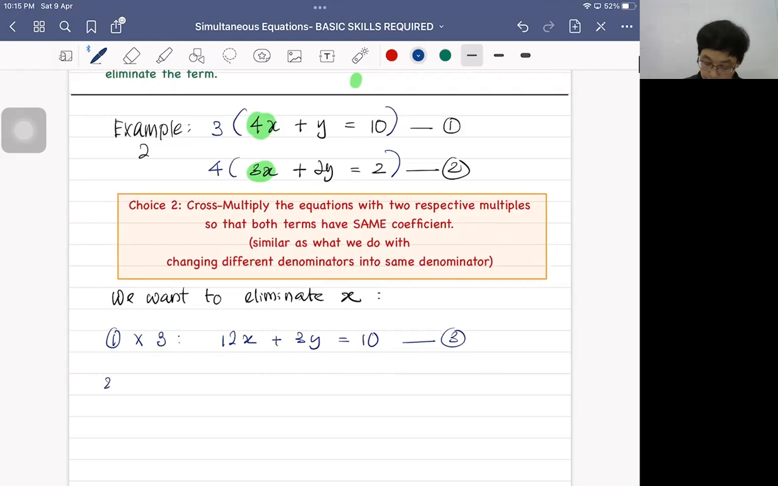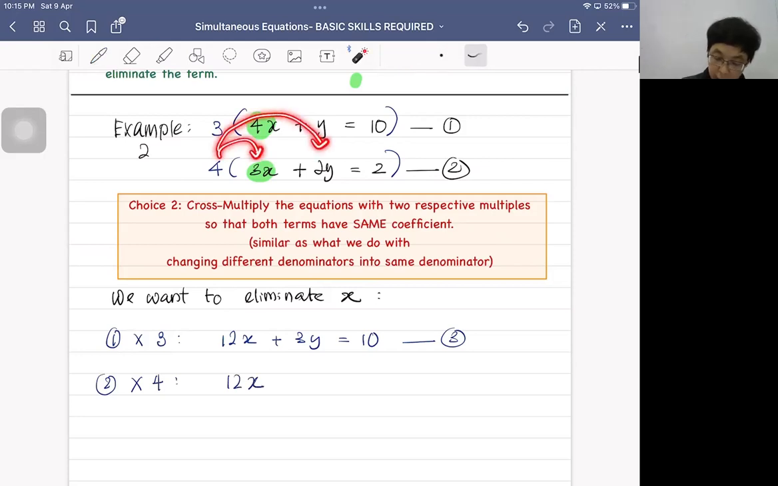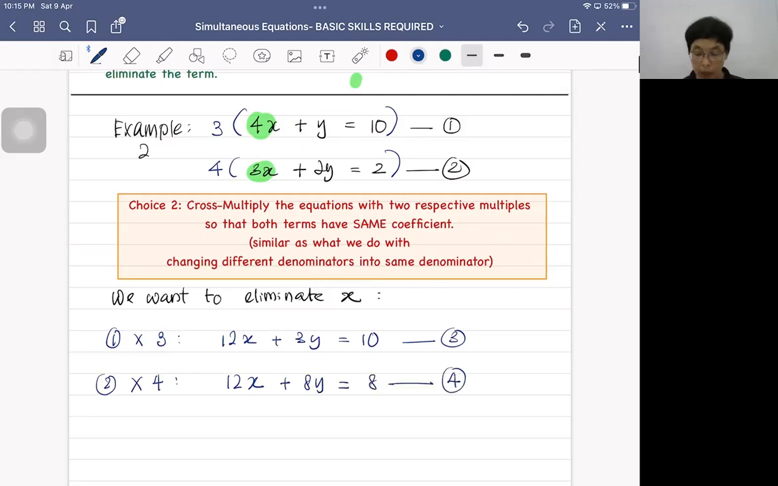And then for equation 2, let's multiply 4, and then you got 12x, right? And then you multiply that 8y, and then 8. Now give a new name to it. Here we go. Let's take a look at the coefficient. Now we notice that the coefficients are the same. So since one is the same, we can eliminate that. We can take 12x minus 12x, they are gone. That no longer exists. We will only have the y to deal with.